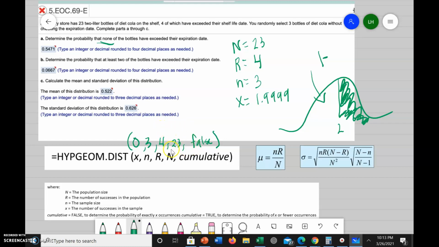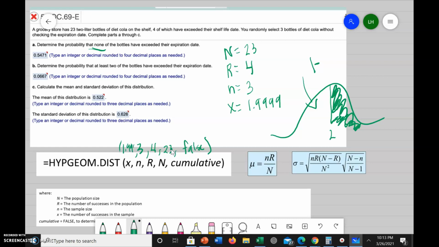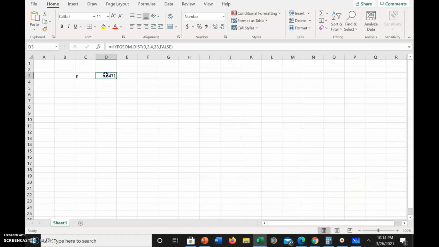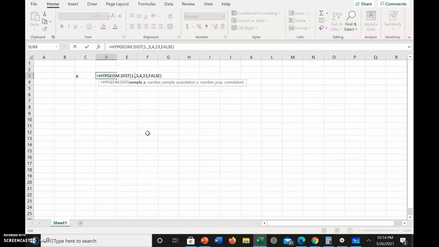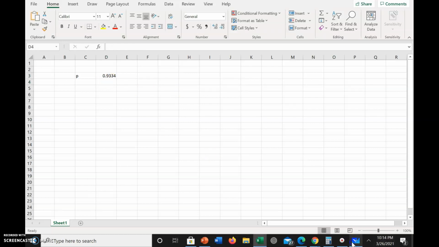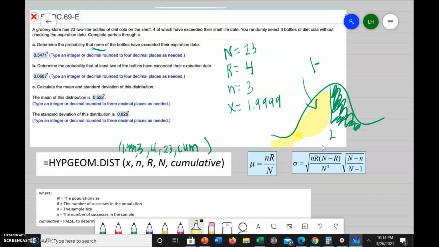So we're going to put, everything's going to stay the same except for the 0, we're going to put 1.9999. And we do want it to be cumulative because we want everything all the way up till not quite 2. So let's just go in there and change the 0 to 1.99999 and false to true. And so the area of the yellow is 0.9334 all the way up.